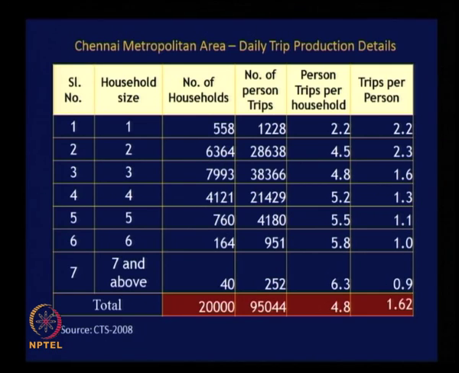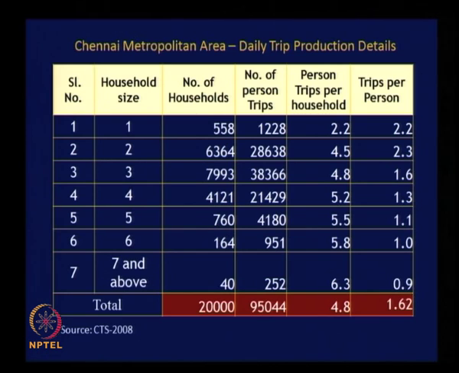In a particular household, right. And you can see as the household size increases, the trip rate comes down. Initially it is 2.2, of course in the case of 2 person household it is slightly more, otherwise there is a decreasing trend, 1.6, 1.3, 1.1 and then 0.9. Our interest is the average of all. The average per capita trip rate today is just 1.62 trips per head per day.